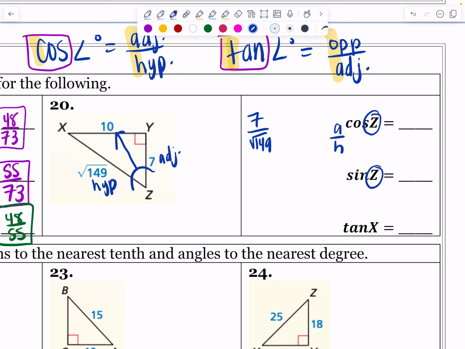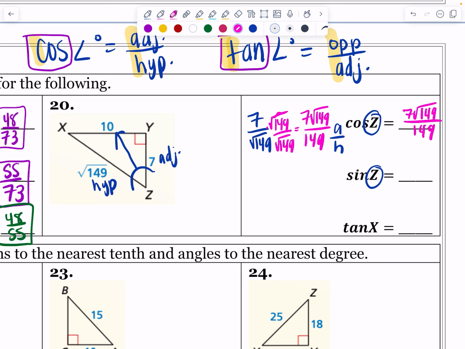Again, I cannot leave a radical in the denominator, so we're going to rationalize it by multiplying by root 149 over root 149. This is just us simply rationalizing. You end up getting 7 root 149 over 149. That does not simplify anymore, so that looks super complicated, but the process is the same. It's fully simplified.